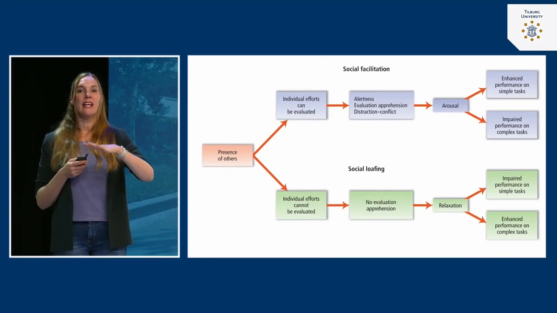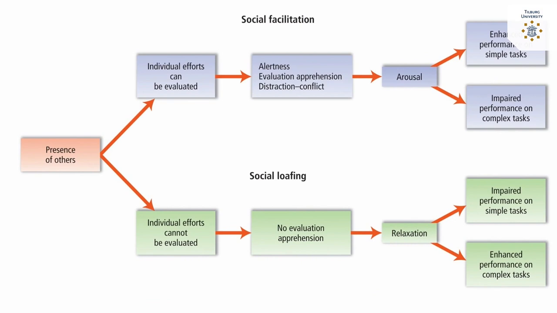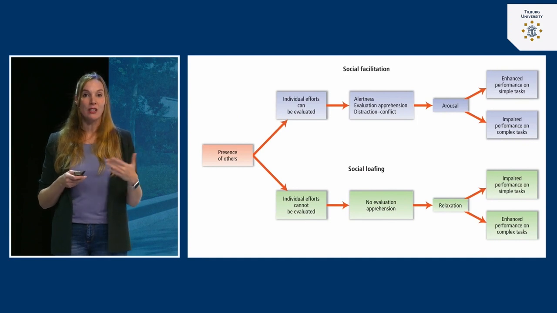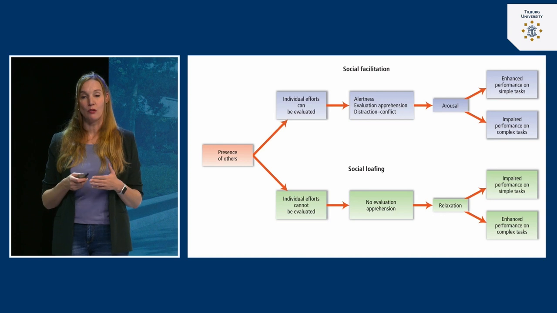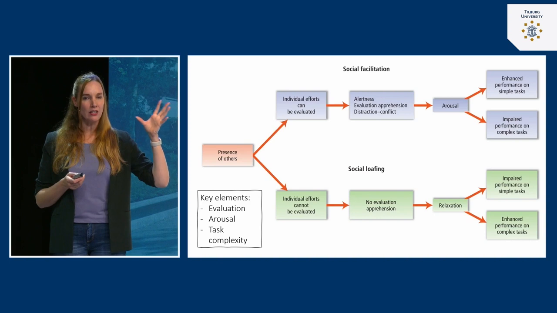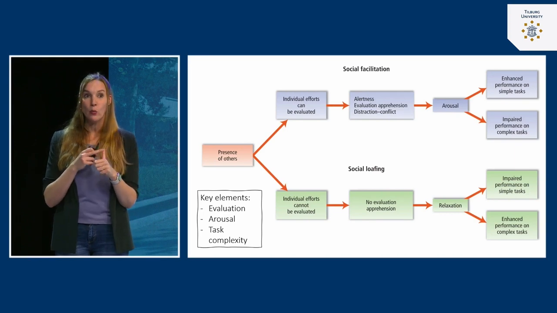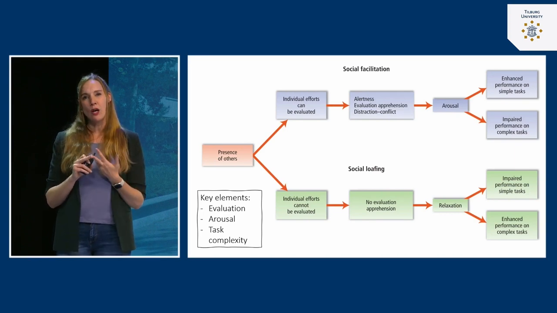Then the lower part of the model is basically what happens if we don't feel evaluated, if we feel basically invisible in the group. Then something completely different occurs. We don't experience evaluation apprehension. We don't feel like someone is watching us. We are relaxed. We are not aroused at all. We're totally chill. And then we see that we actually start performing worse on very simple tasks, but we become better at complex tasks because we are relaxed and we can actually perform better if we have to do something difficult by ourselves. Okay, so this is basically the summary of this graph. So the key elements here, that's something that you have to keep in mind. What are really important parts of the impact of others on our performance? It's whether or not we are being evaluated, whether or not we feel arousal, and how complex the task is.